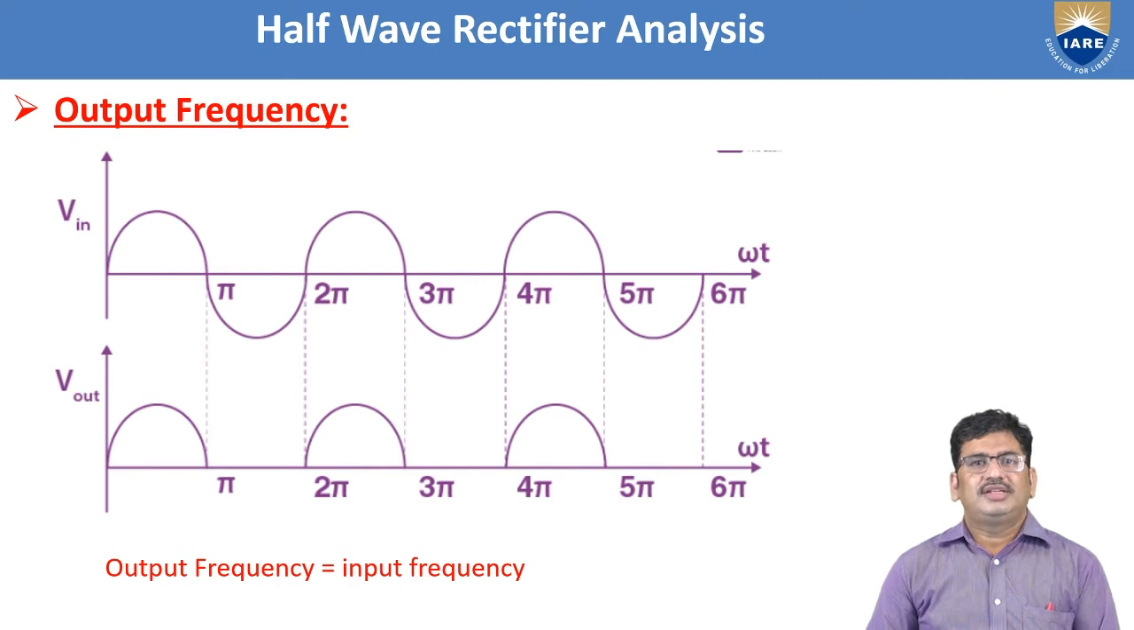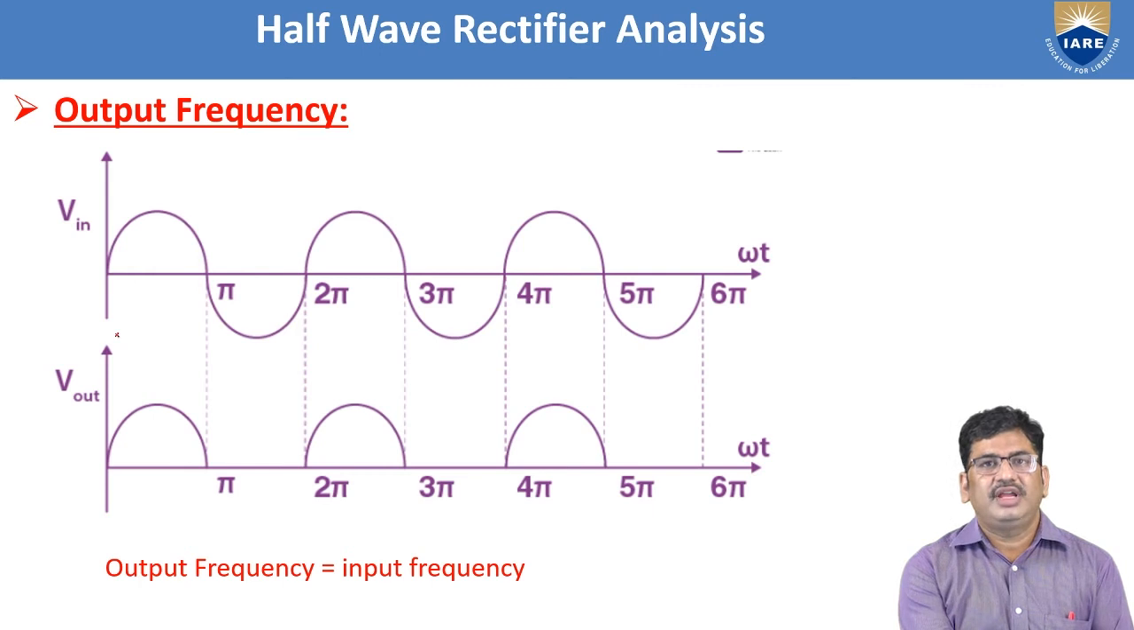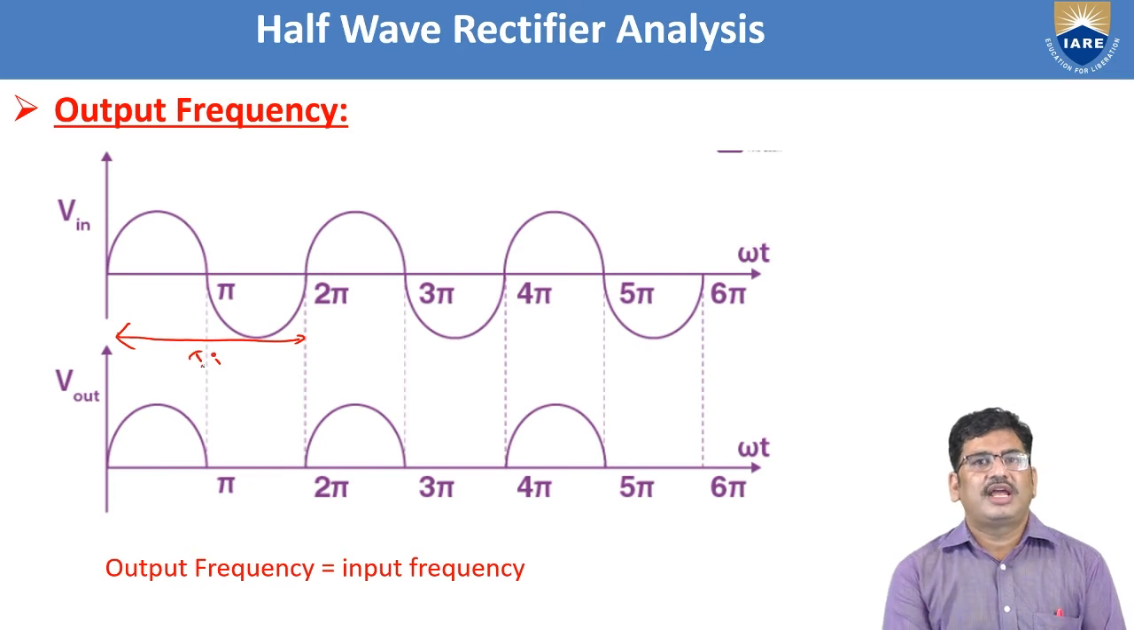The next parameter is output frequency. The signal for the input is shown at the top, which has a time period of 0 to 2 pi. This I am considering as the input time period Ti. So the input frequency Fi is given as 1 by Ti, which is equivalent to 1 by 2 pi.